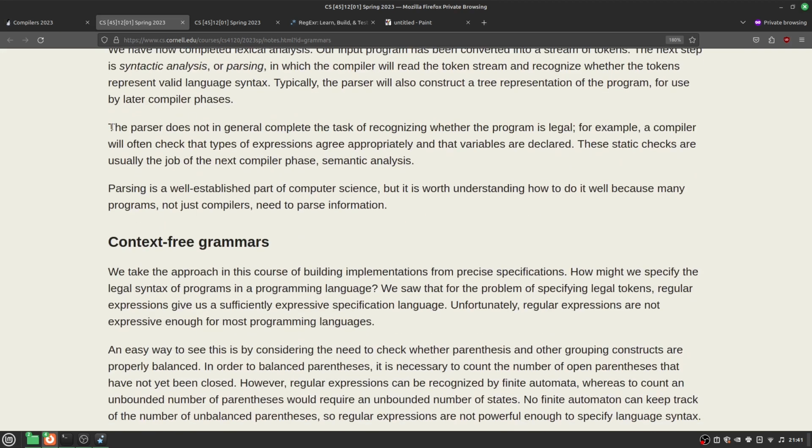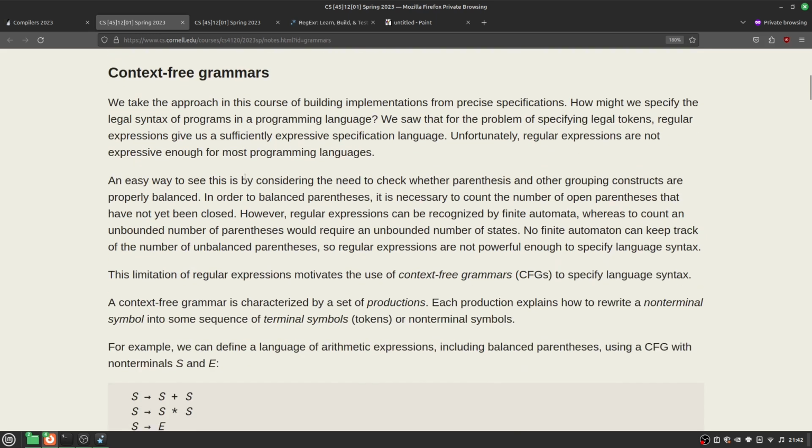The parser does not in general complete the task of recognizing whether the program is legal. For example, a compiler will often check that types of expressions agree appropriately and that variables are declared. These static checks are usually the job of the next compiler phase, semantic analysis. Parsing is a well-established part of computer science, but it is worth understanding how to do well because many programs, not just compilers, need to parse information.